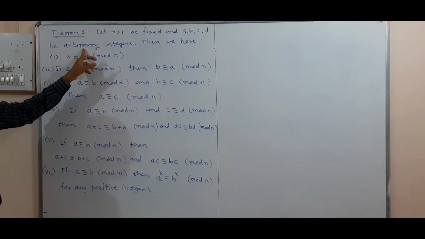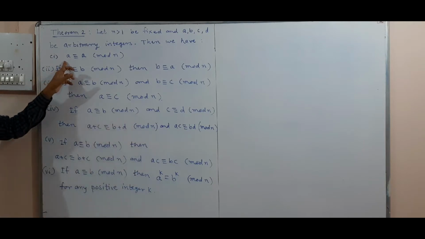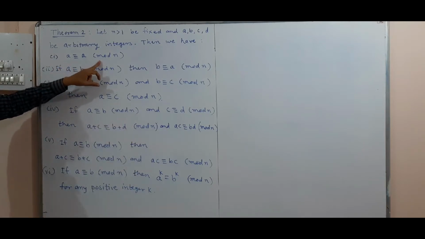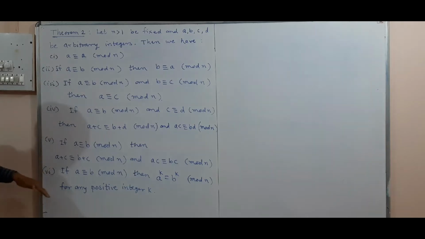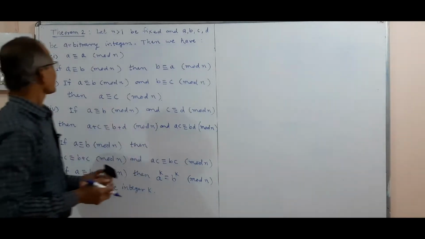Arbitrary means any integers. Then we have the first property, a is congruent to a under modulo n, and the remaining, so total 6 properties we have written here, and we shall prove them one by one.